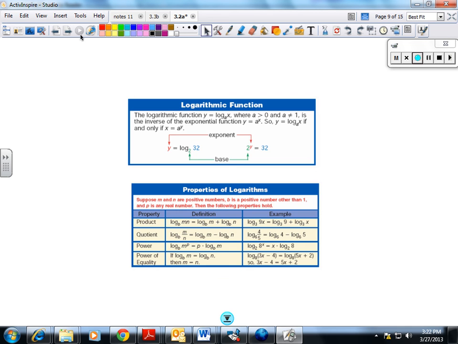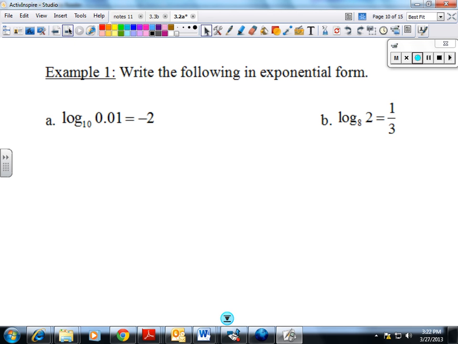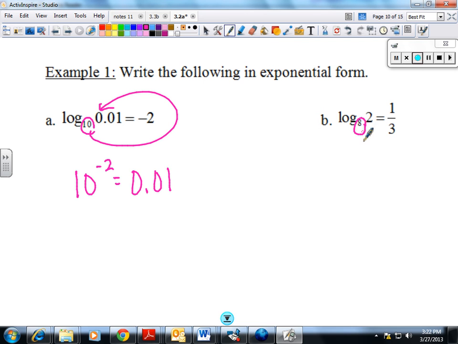Here's just going over my properties of logs again. It says write the following in exponential form. That's where I just whoop around. It'd be 10 to the negative 2 equals 0.01, and then whoopsh, 8 to the 1/3 equals 2.